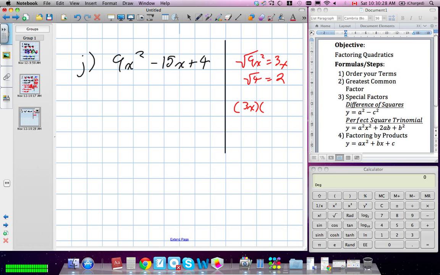So is it a perfect square trinomial? No. So what's our last step to factoring? What do we do now? Complex. Oh, is that what your teacher calls it? Complex factoring? Okay. I put factoring by products, that's fine. We can do complex factoring.